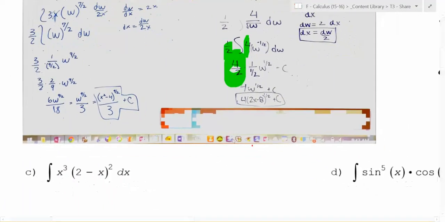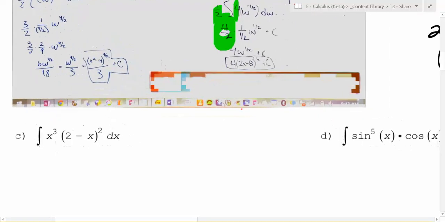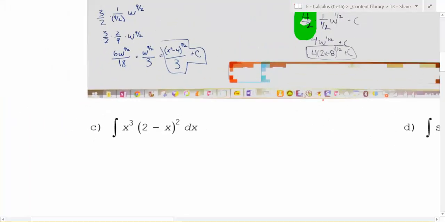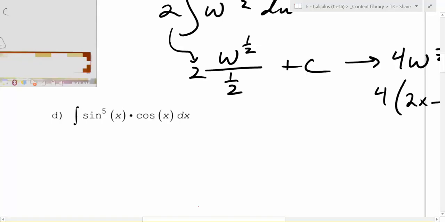Okay, you went down. Okay, so on this one right here, let's look at C and D now. For part C here, do you see a function and its derivative? Yeah, so what do you think w is going to be on this one? A function and its derivative. What thing's derivative is there? Sine, yep. Sine of x. Keep in mind that sine to the 5th x is sine x all to the 5th power.